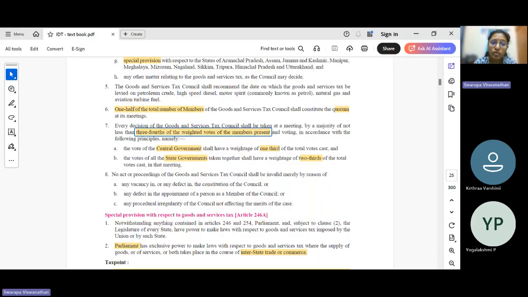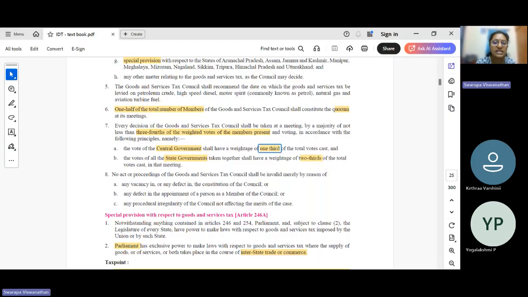Okay, and now 3/4 of weighted votes. So it is not a basic 3/4, we have to weight the votes. So how is the weightage given? The vote of the central government is given 1/3 weightage, and the votes of state governments are given 2/3 weightage. So 2/3 weightage is given for the state government votes and 1/3 weightage is for central government votes. And together they should have 3/4 of the weighted votes for a recommendation to be cleared.